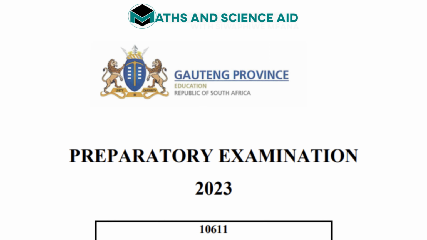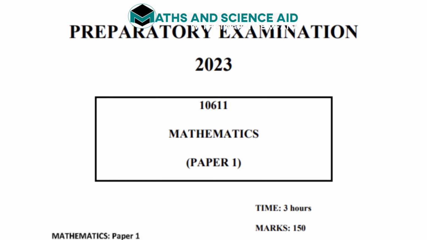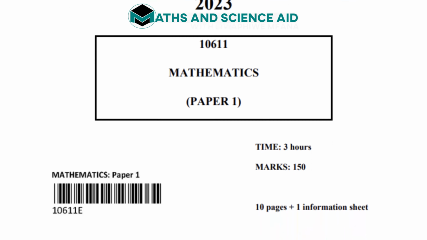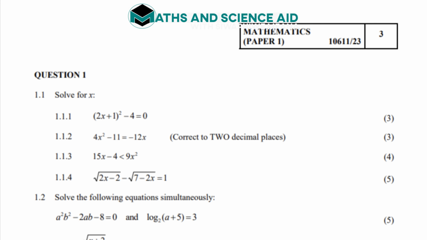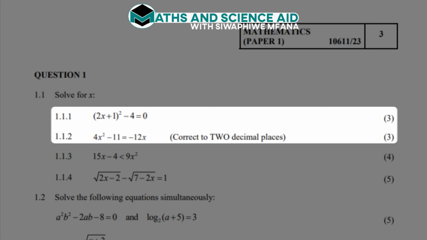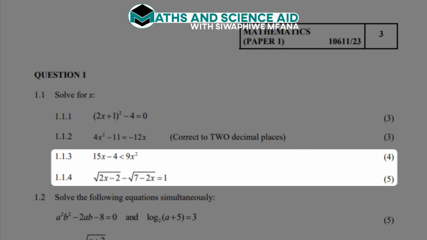In this video, we'll be going through the Grade 12 Maths Paper 1 Gauteng 2023 Prep exam. And we'll be specifically looking into question 1, 1.1. This is a solve for x question. We will start with 1.1.1 and 1.1.2, which are very simple questions. So we'll just highlight a few things about these questions and then move on to 1.1.3, which is an inequality.